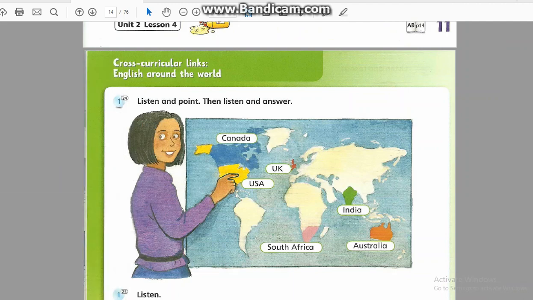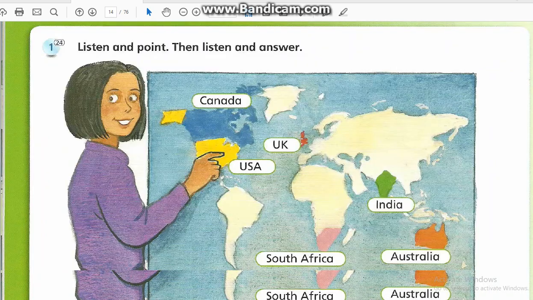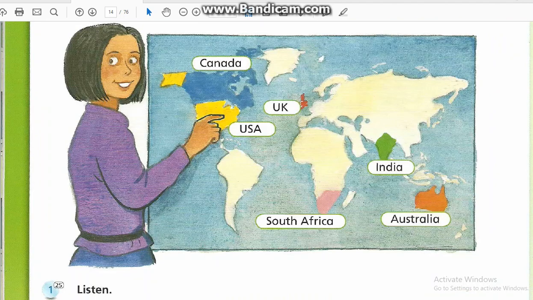Unit 2, Listening 24. Class Book, page 12. Listen and point. Look at this map. What colour is Canada on the map? Polly? It's blue. Yes, here it is, Canada. And what colour is the USA? It's yellow. Yes, very good.